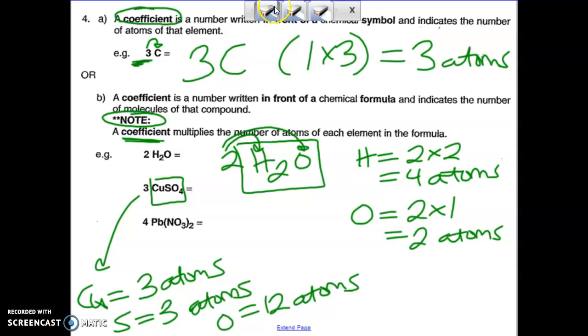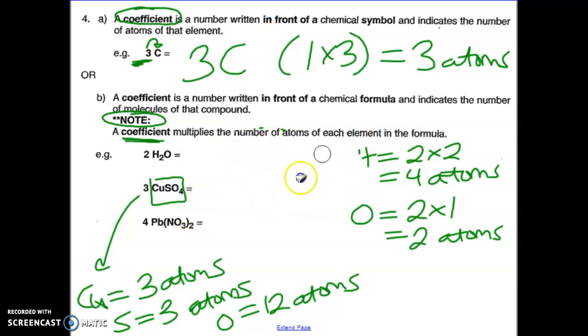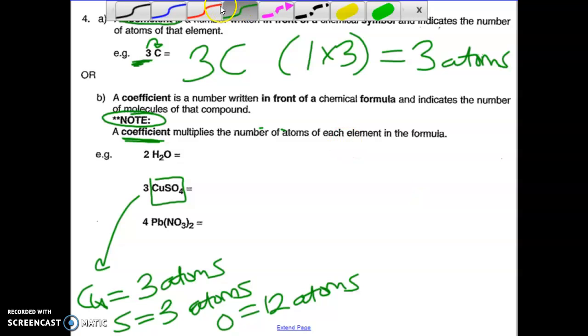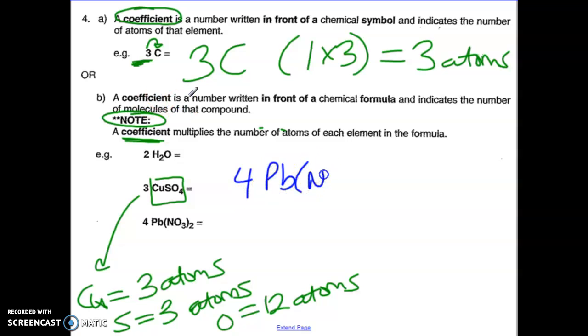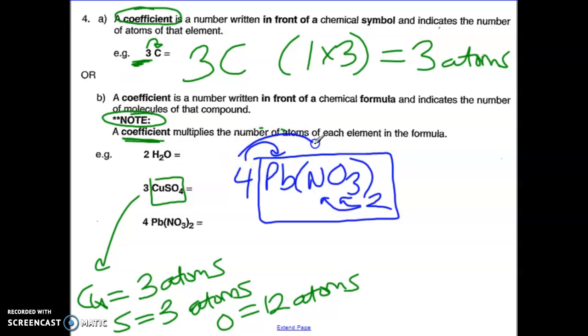Okay, so let's take a look at that very last one. I'm just going to make some room here. Okay, I'll do it in a different color just to emphasize this. So this is as difficult as counting elements is going to get here. So we have everything going on. We have brackets, and we have numbers, and we have coefficients. So remember that the 2 applies to everything that is in the bracket, but the 4 applies to every element in this molecule. So it's like you're applying both values.